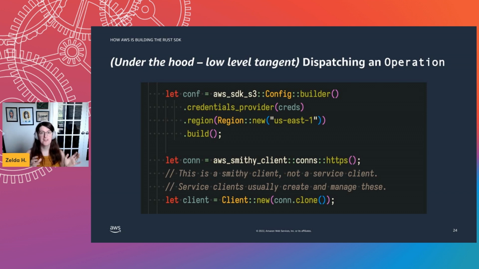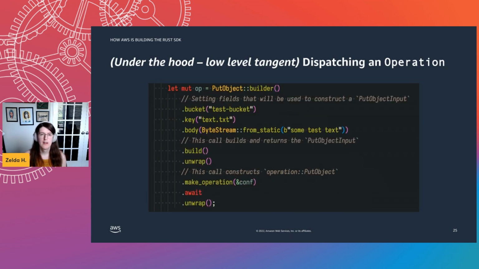So normally we create a service client that has multiple Smithy clients inside it, potentially. But here, we don't even need that. We're just going to create our Smithy client directly. Then we create our operation manually. So we have our input here that we're saying, this is for put object, by the way, not list bucket. So we're calling builder methods on it. We're saying, I want to put an object to my test bucket. I want to name it key.txt. It has this body of some test text. So that's what we're going to upload as the actual object.